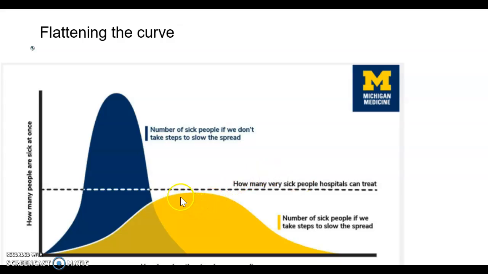So what we're hoping is that if we do what we've been asked to do, we stay home, we're staying home from school, we're washing our hands, we're not gathering with a lot of different people. We're being really careful. We're not shaking hands or hugging. We're using social distancing. And this is why we want this curve to be here.